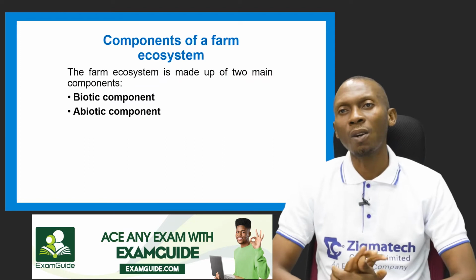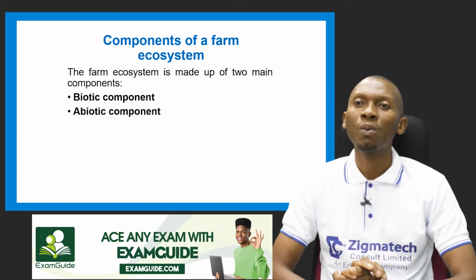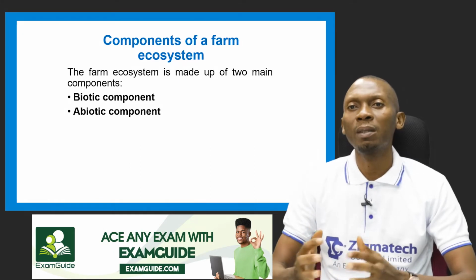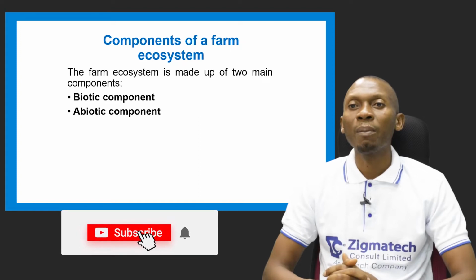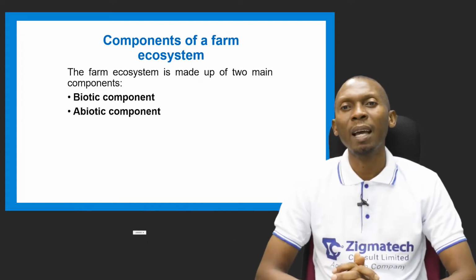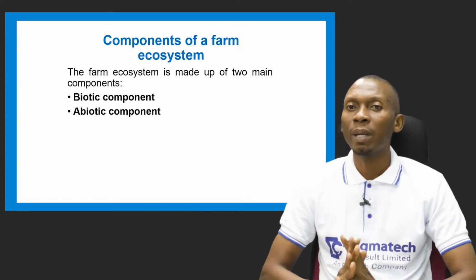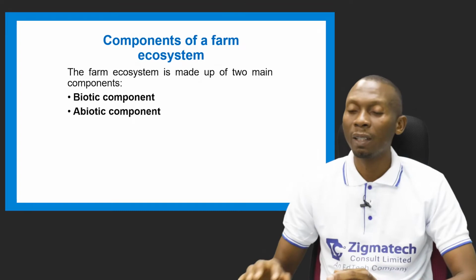Let's look at the components of the farm ecosystem. So what are the components? Components means what it's made up of. So the farm ecosystem is made up of two main components. We have the biotic and the abiotic. Biotic has to do with the living components. Abiotic has to do with the non-living components.